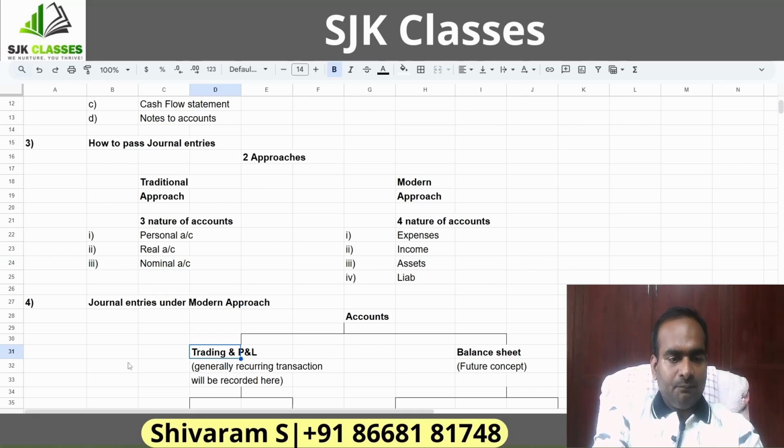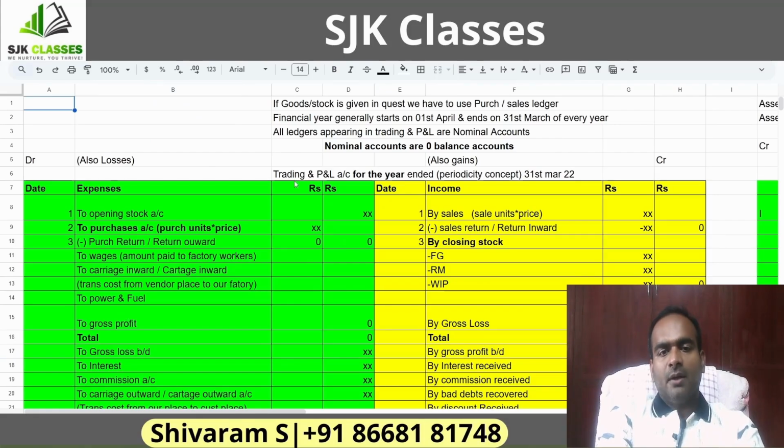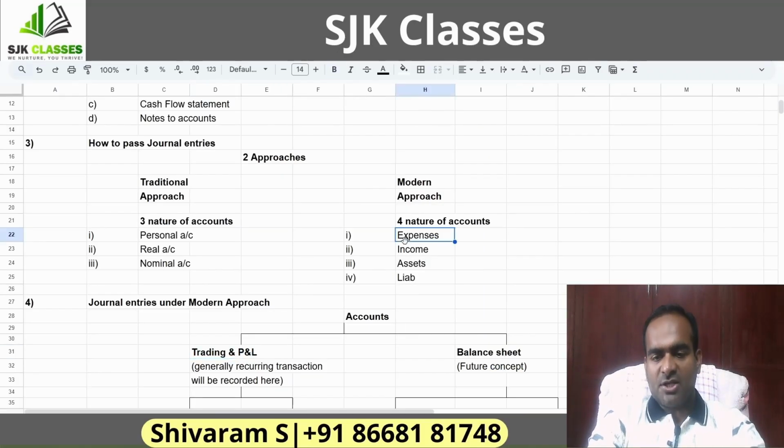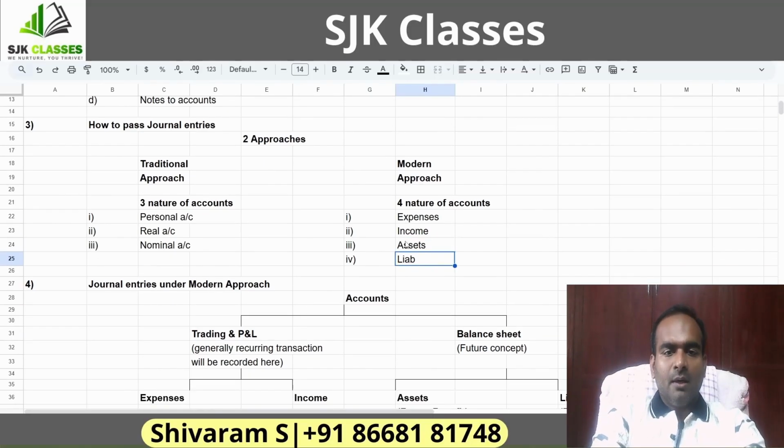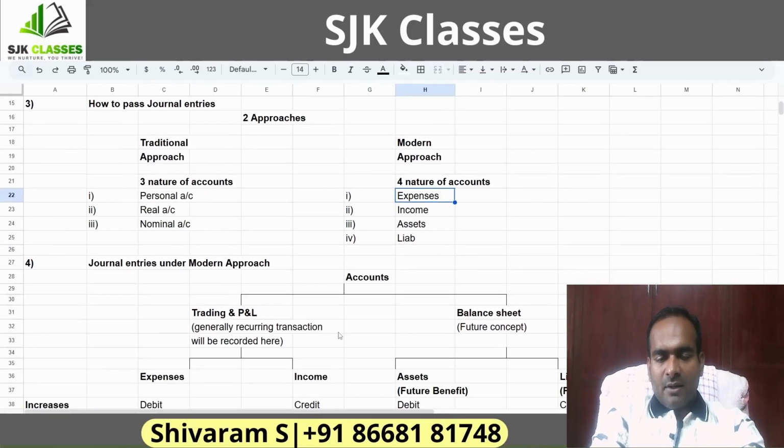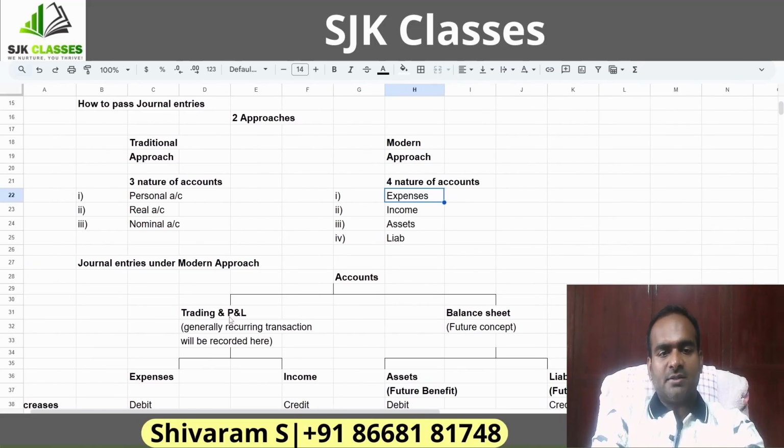Now I'll give you a pro forma trading and P&L account. This is how the trading and P&L account will look. As I told you, in modern rules of accounting, we have four natures of classification: expenses, income, asset, liability. These four heads get captured under these two broad categories. In trading and P&L, I have the expenses side and the income side. So these expenses and income which we spoke of just now will get captured under trading and P&L, and asset and liability will get captured under the balance sheet.